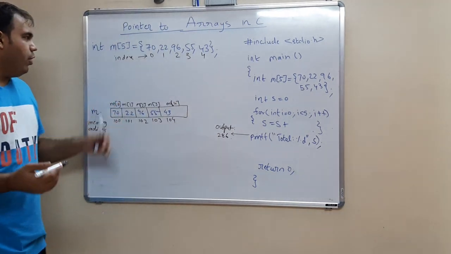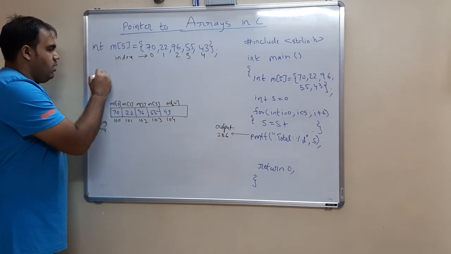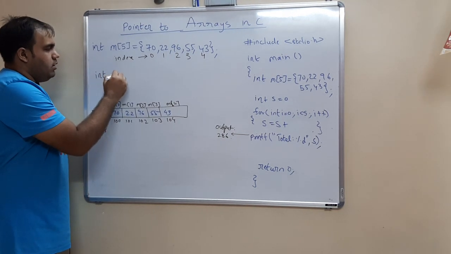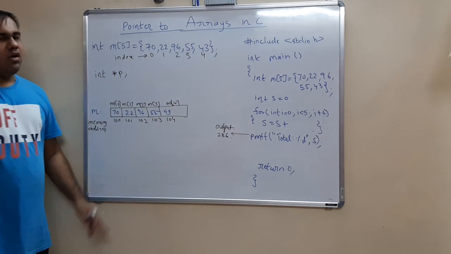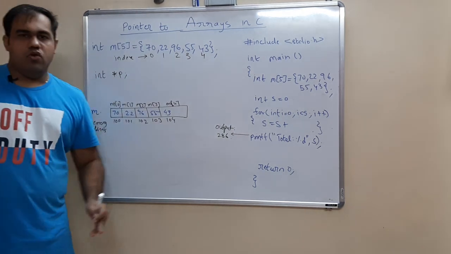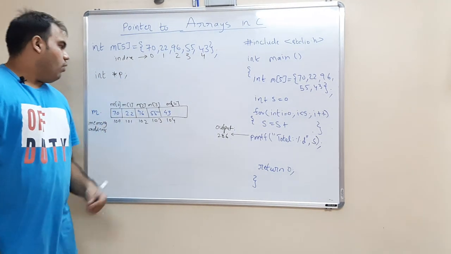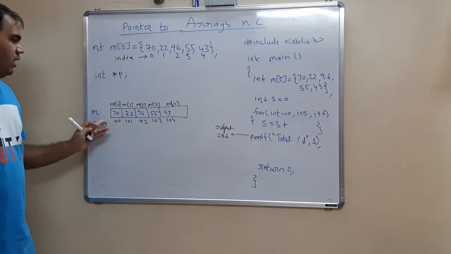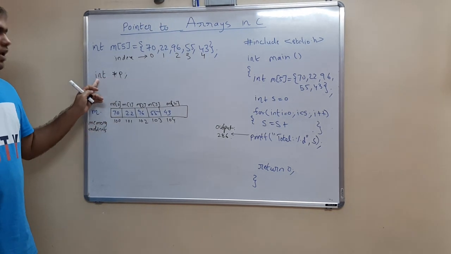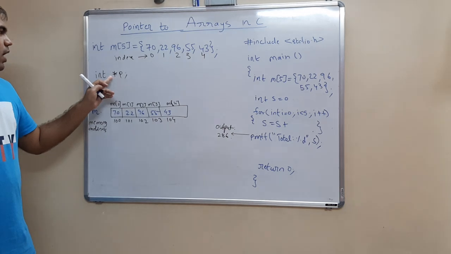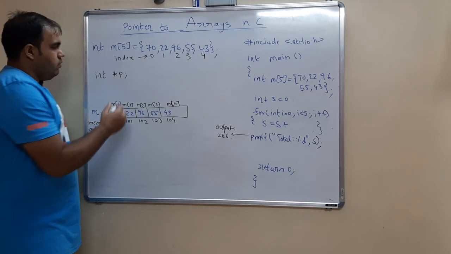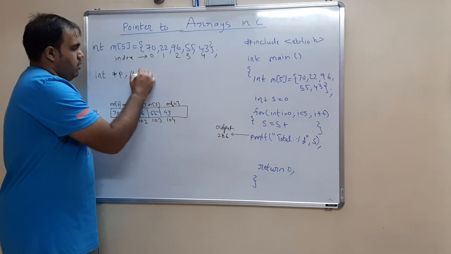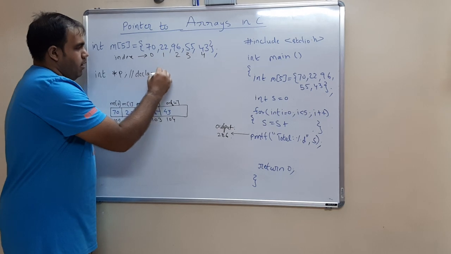Alright, so I'll make a pointer. So I do it like this: int asterisk p. You can call it anything like bridge or lemon or apple, whatever, but I just called it p. And since I'm pointing to an integer array, my p is of type int. Okay, this is how I declare a pointer.